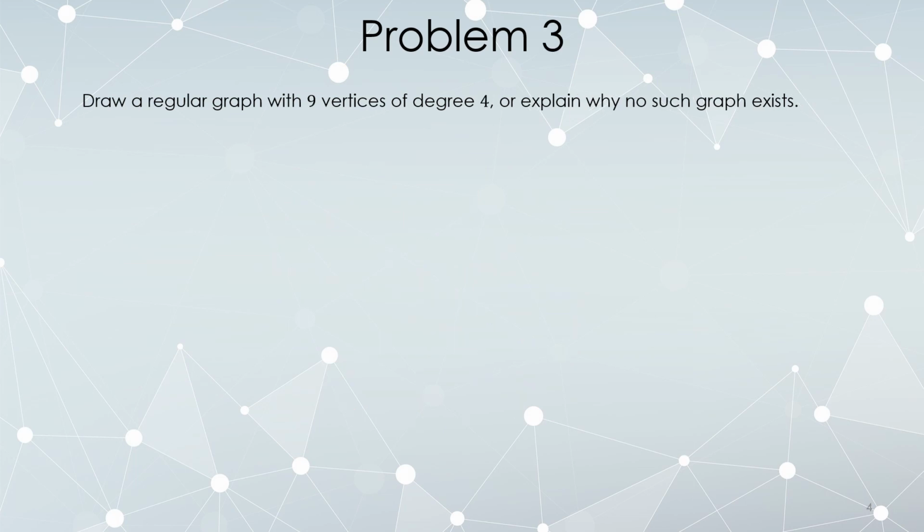9 vertices of degree 4, okay? 9 times 4 is 36, so it should be possible. 1, 2, 3, 4, 5, 6, 7, 8, 9 vertices. Let me just make them bigger so our connections are going to be easier to spot. Degree 4. Again, if we were allowed to do multi-graphs and there was no requirement of connectivity, I could just put 2 loops on every vertex and have it be completely disconnected, but that wouldn't be terribly interesting.